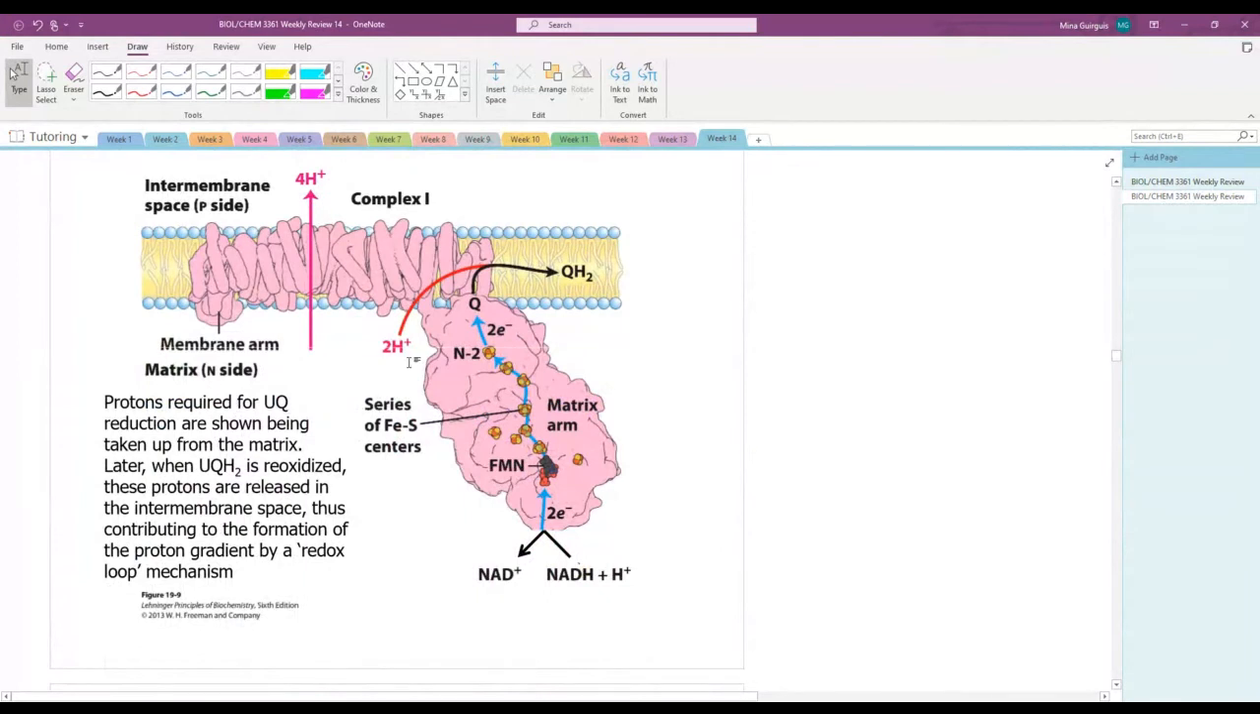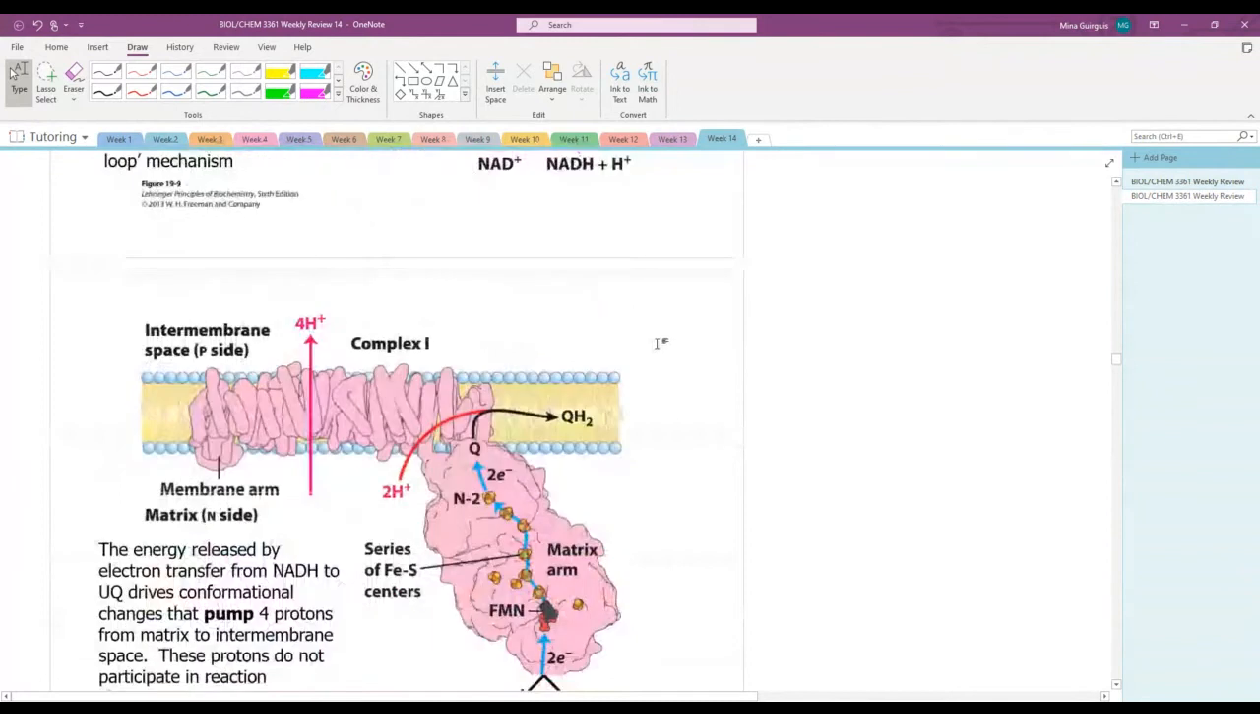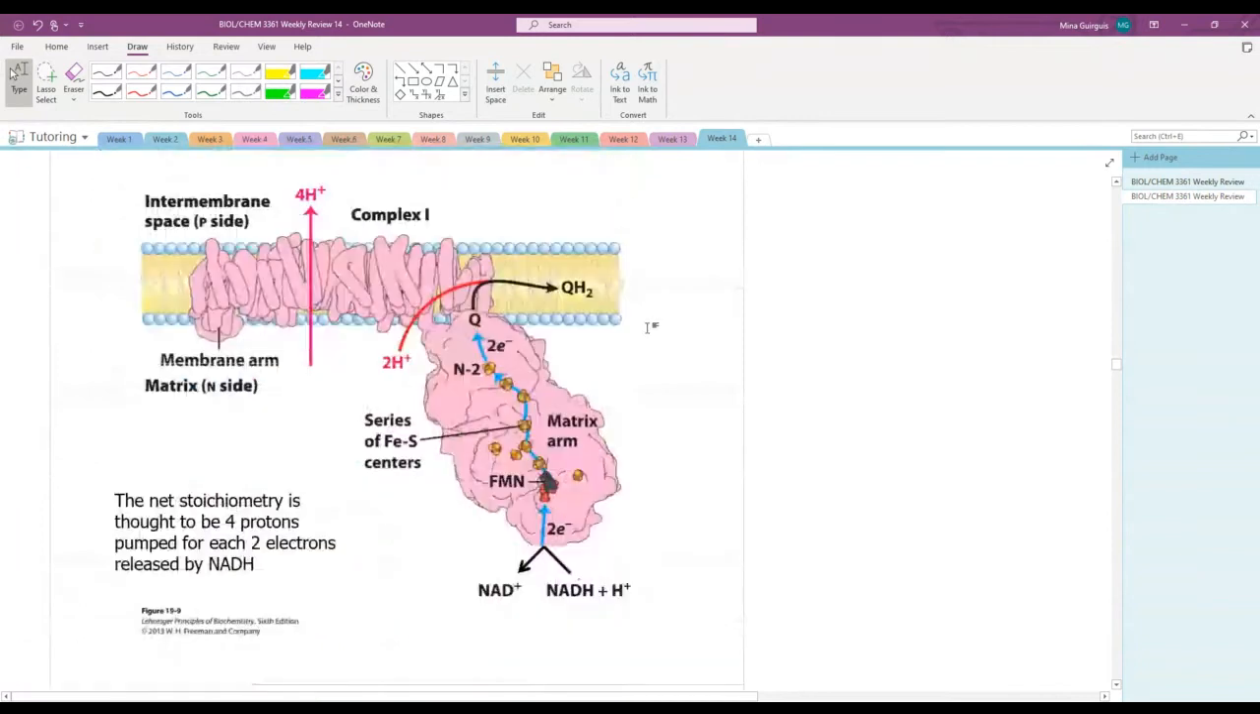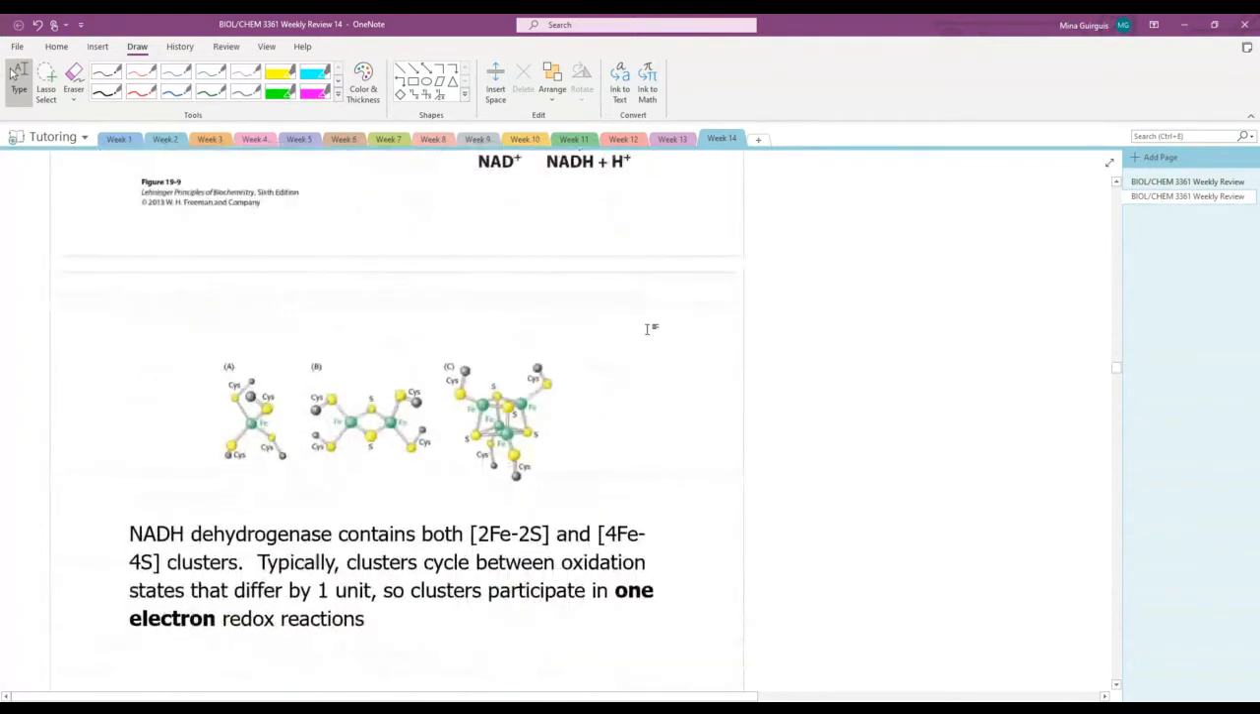Okay, so like I said, you have 2 protons here, 2 protons here. These guys are important. You can't just ignore them. I ignored them and I didn't get it. And finally, this is just talking about more of the proton pump.